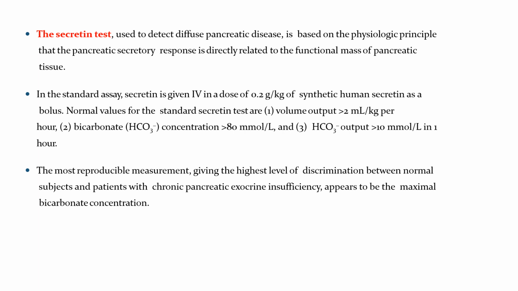The secretin test is used to detect diffuse pancreatic disease, and is based on the physiological principle that pancreatic secretory response is directly related to the functional mass of the pancreatic tissue. In standard assays, secretin is given intravenously in a dose of 0.2 micrograms per kg of synthetic human secretin as a bolus. The normal values for the standard secretin test are: volume output more than 2 ml per kg per hour, bicarbonate concentration more than 80 millimoles per liter, and bicarbonate output more than 10 millimoles in 1 hour. So these are the normal values of the standard secretin test.